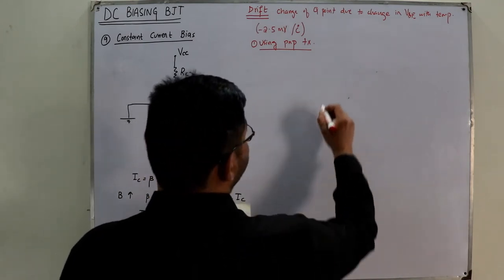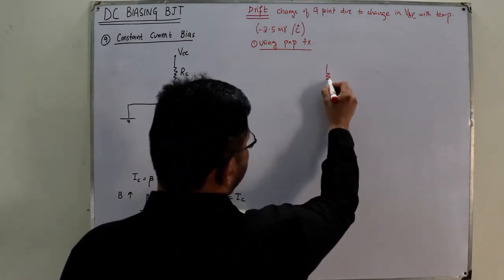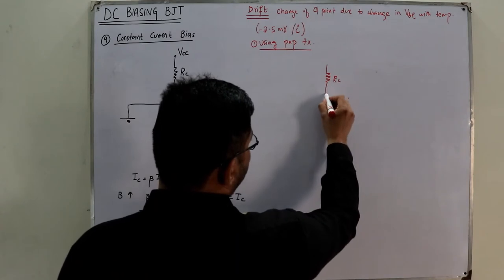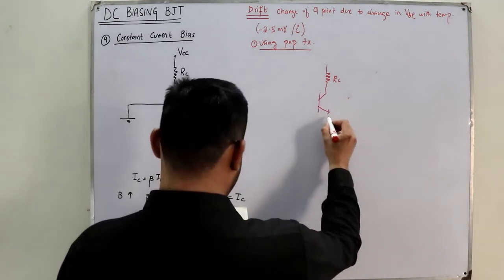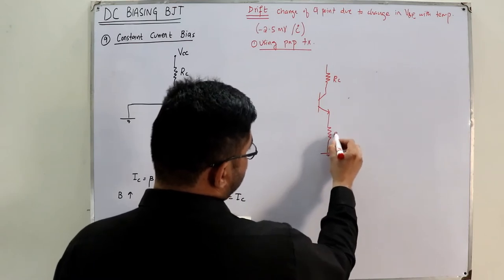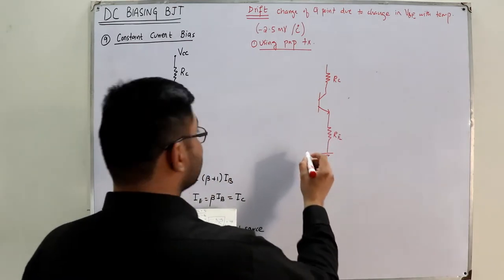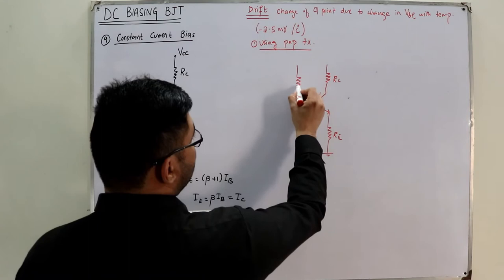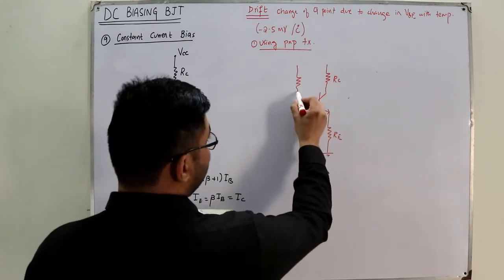So, I'm telling you. If this is your RC, this is your collector terminal, emitter terminal. You have the emitter resistance RE. Fine. And similarly, you have an R over here, let's say it's denoted by an R.